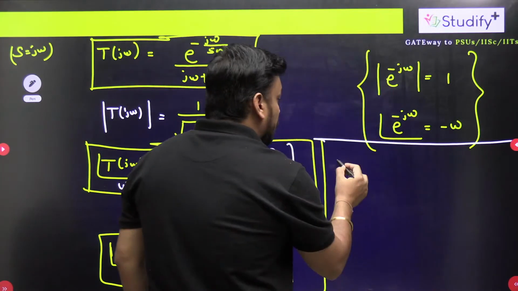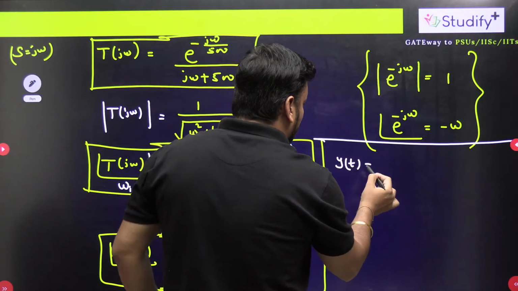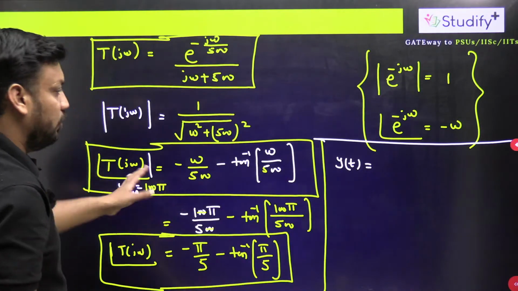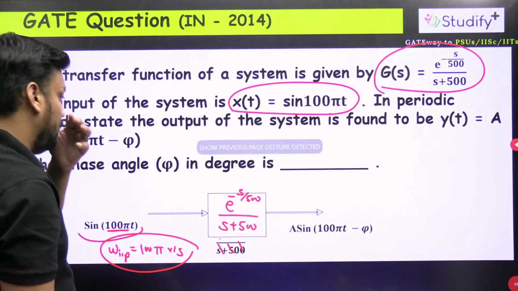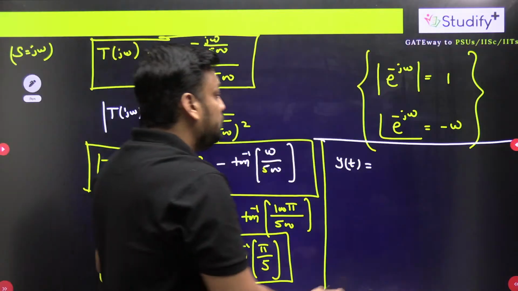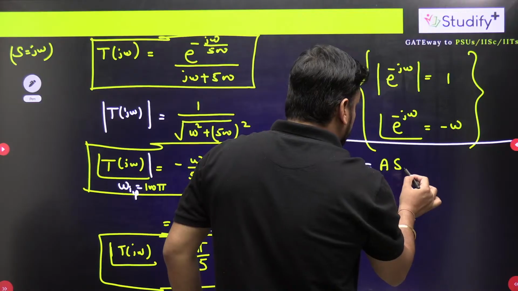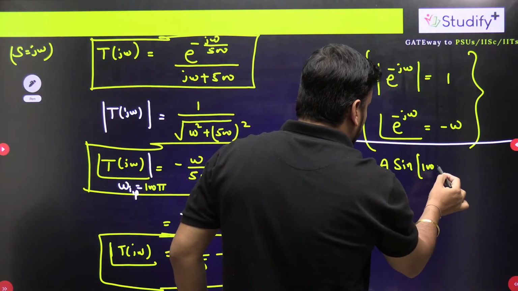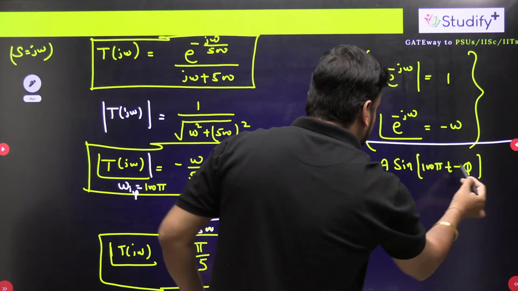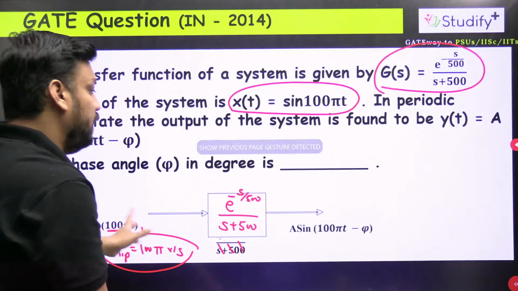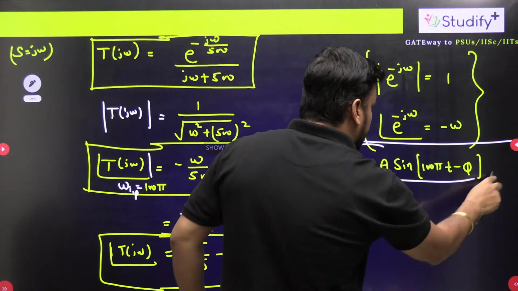Okay, I need to compare the equation. So the output equation, meanwhile, I am also writing from the last slide. From the last slide, let us write the output. What was the output? The output given to us is A sin(100 pi t minus phi). This y(t) is given to us.